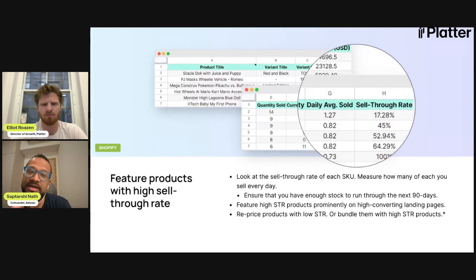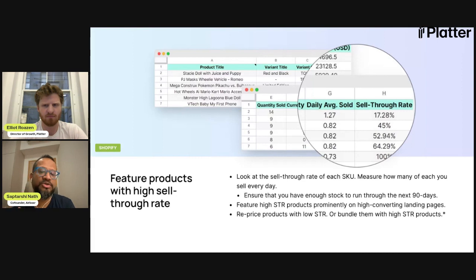Now, sometimes the sell-through rate of low-margin products can be high as well, right? Maybe you mispriced it. Maybe you're selling it at a lower price than you should be, and that increased the sell-through rate. So it is a balancing act. If you're profitably selling those products, definitely put the high sell-through rate products at the top of your pages, feature them prominently.